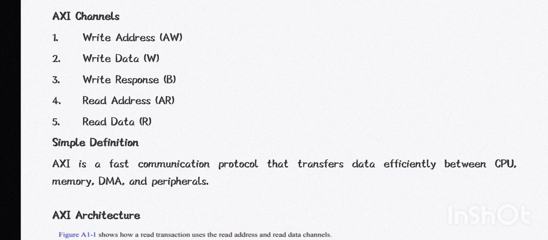In AXI we have 5 channels: write address, write data, write response, read address, and read data. In simple definition, AXI is a fast communication protocol that transfers data efficiently between CPU, memory, DMA and peripherals. DMA stands for direct memory access.